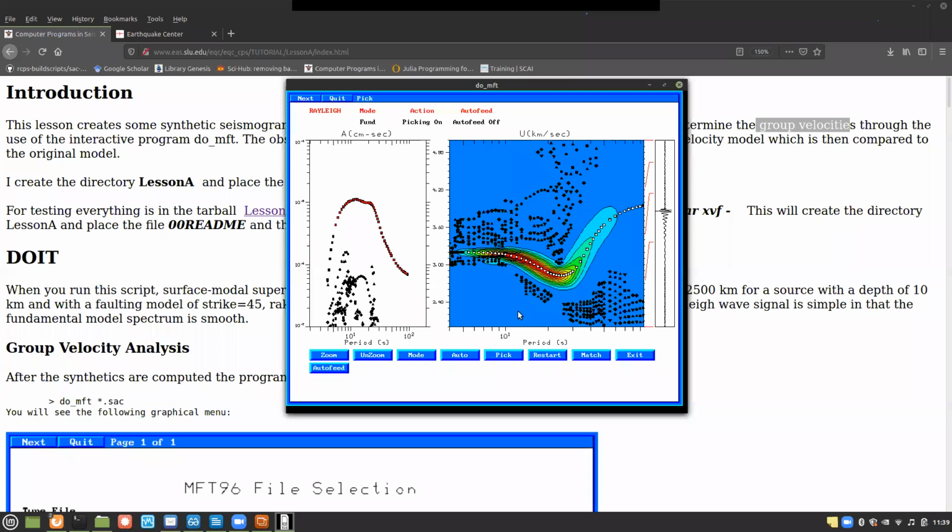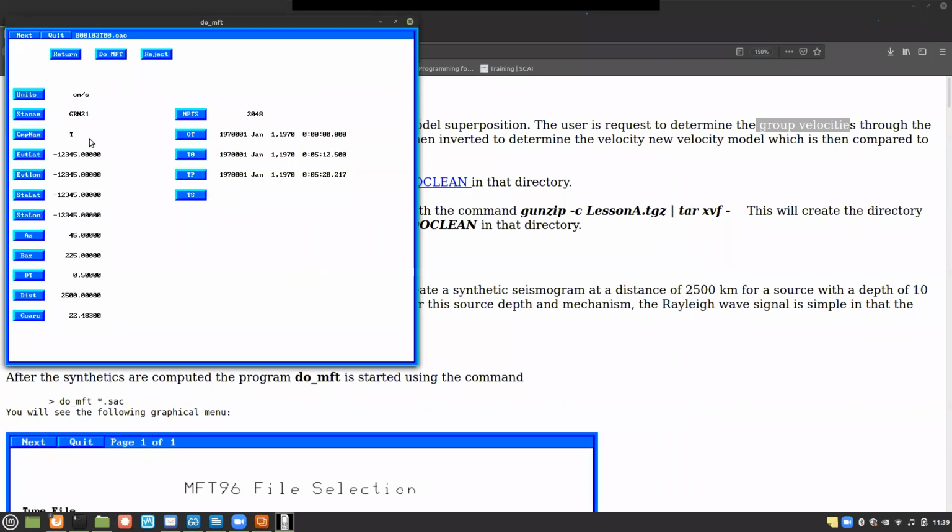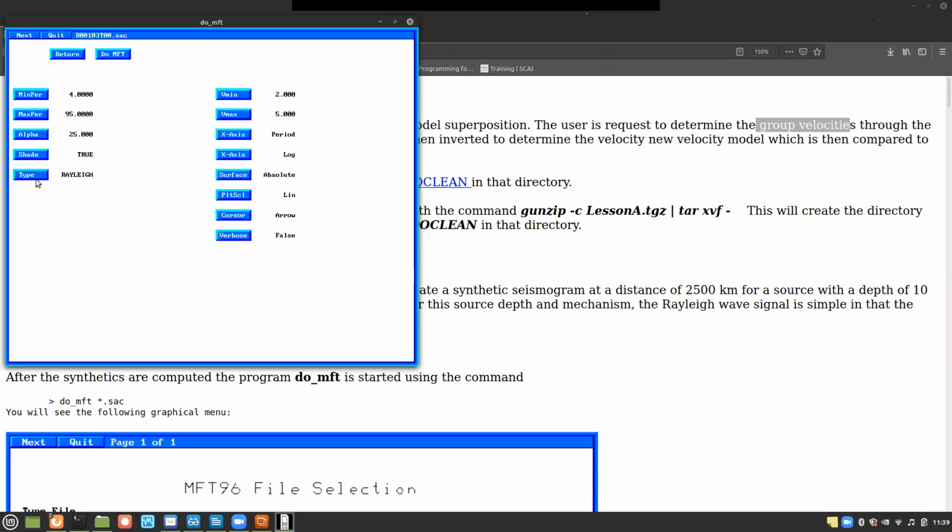And then once I'm done picking the dispersion curve, I'll go to exit. I save it, save as, it saves as the name. And then let's just jump to the transverse component. Now the parameters that I set are already there. I go to do MFT, but it's still here. The type is Rayleigh wave, and so I have to change to Love wave because I'm dealing with the transverse component. So the Love wave is prominent there.